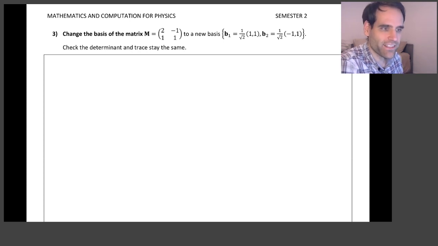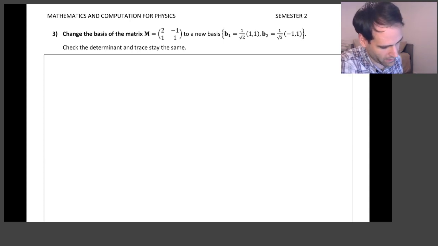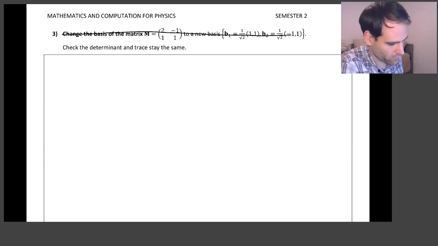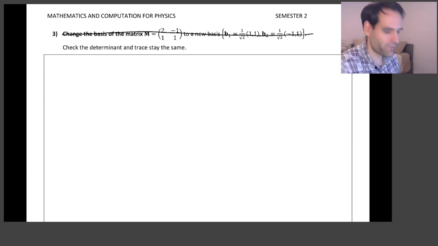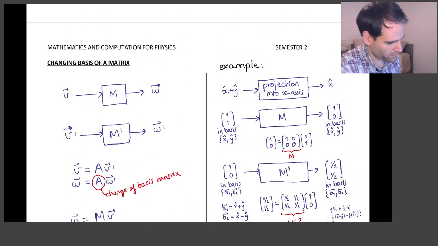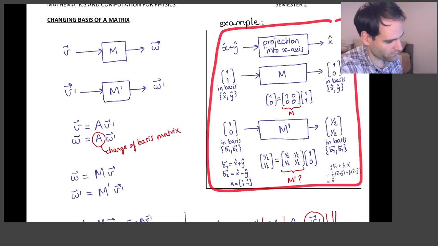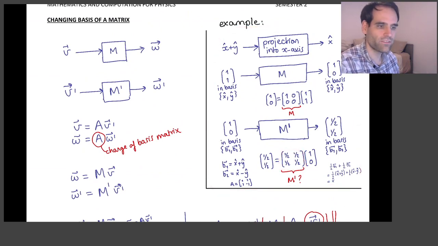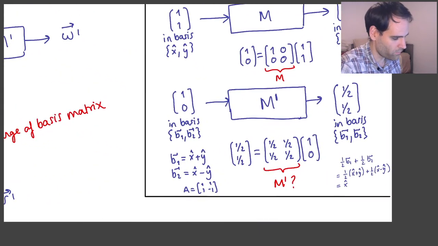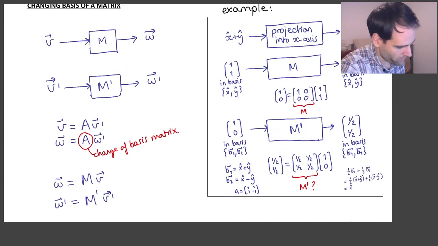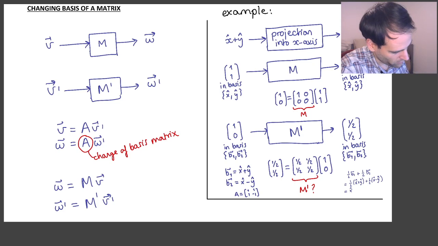So I decided that instead of doing the example that I initially planned to do, instead of doing this one, I'm going to cross it out to change the basis of a matrix. I'm going to do the example which I wrote here in detail. Yeah. So in the last video, I just said that matrix M prime is 1/2, 1/2, 1/2, 1/2. So let me walk over this, okay? So first, let me copy all of this to the bottom here.